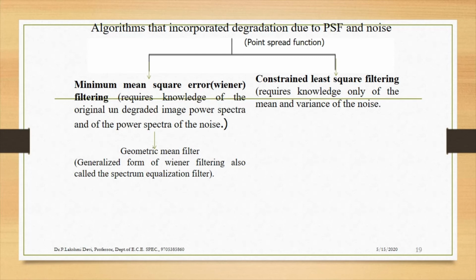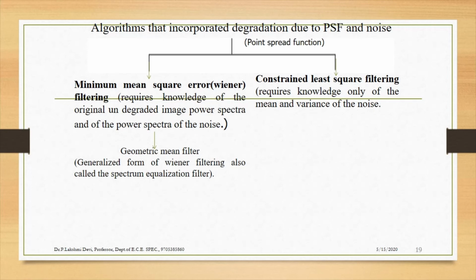These particular topics we will discuss in depth in the next videos: minimum mean square filtering and constrained least square filtering concepts. But what is the basic difference between these filterings? I'll give it here. The minimum mean square error filter requires knowledge of the power spectrum of the original undegraded image as well as the power spectrum of the noise.